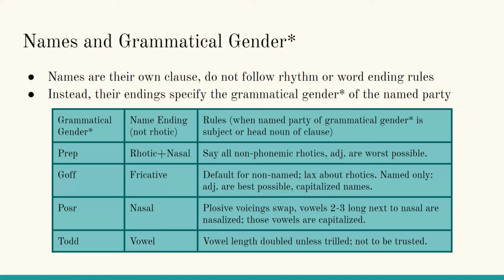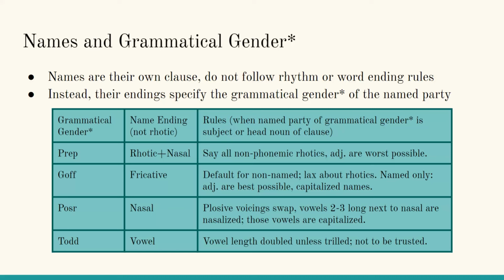Speaking of, the Goths represent the earnest members of the movement. Their names end in a fricative. In their clauses, non-phonemic erotics may be pronounced whenever valid and comfortable, other than all the time. Non-named parties use those rules. Adjectives attached to a named goth head noun are to be interpreted in the best way possible.